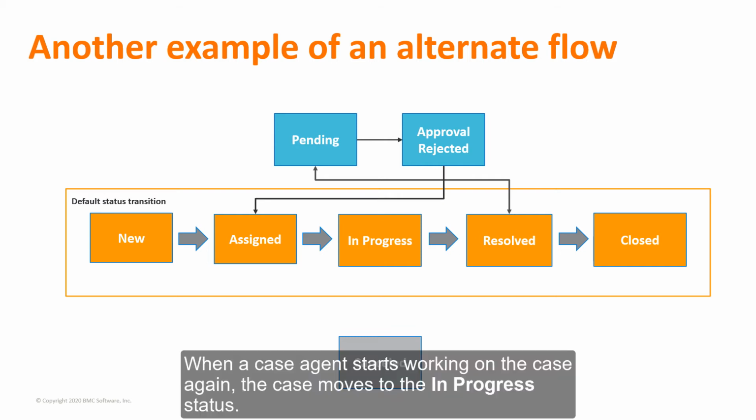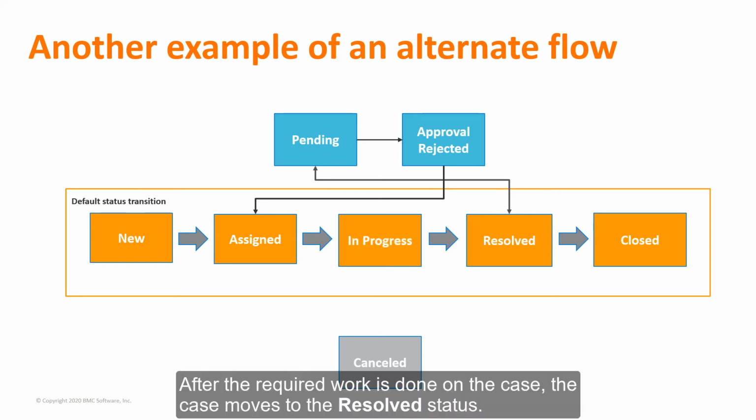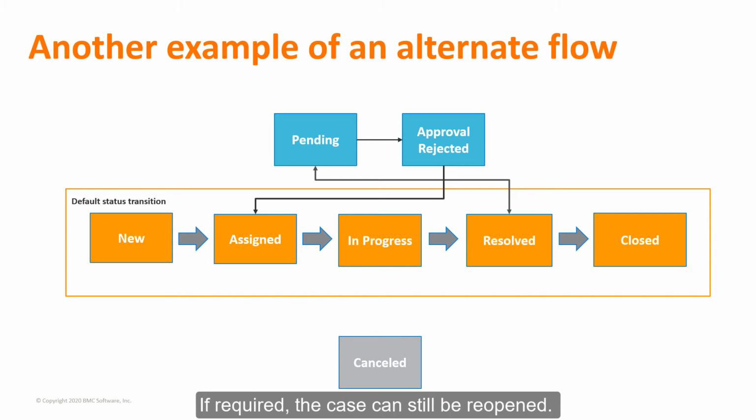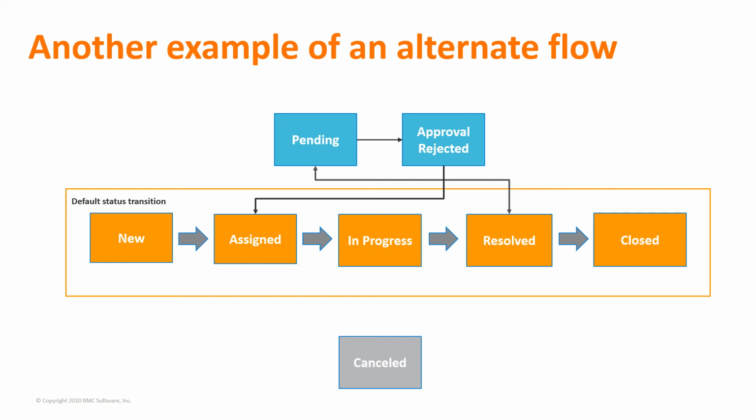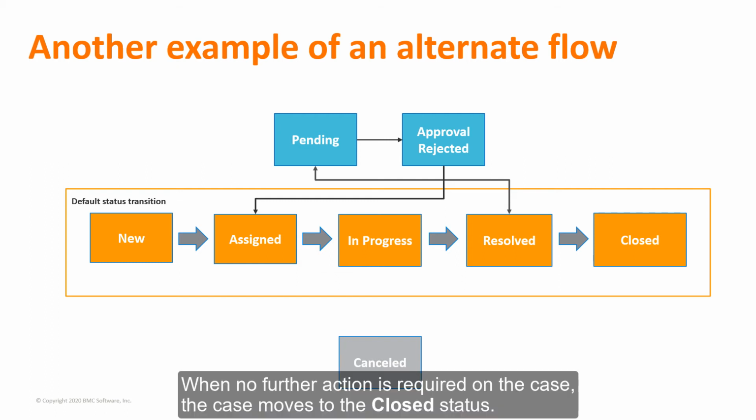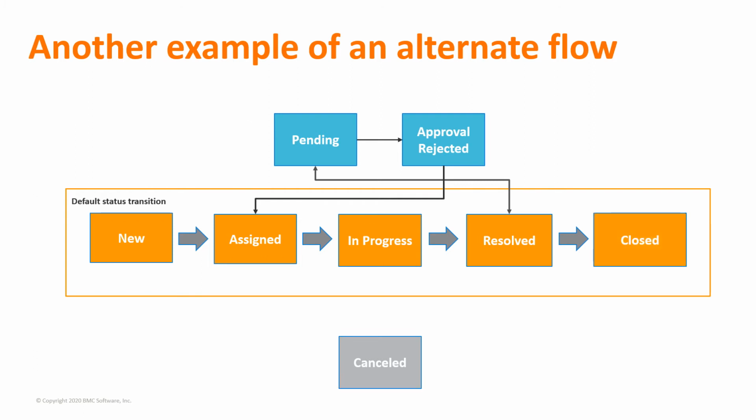A case agent changes the case back to the assigned status. When a case agent starts working on the case again, the case moves to the in progress status. After the required work is done, the case moves to the resolved status. If required, the case can still be reopened. When no further action is required, the case moves to the closed status.